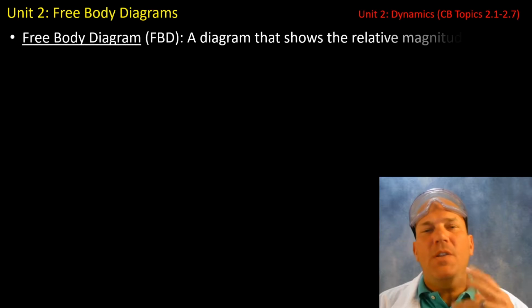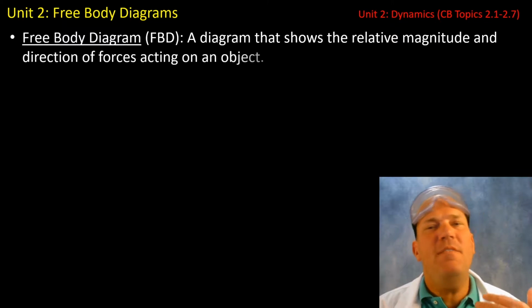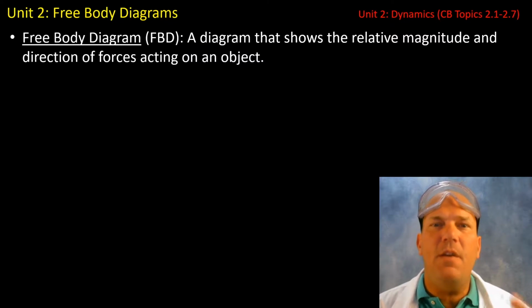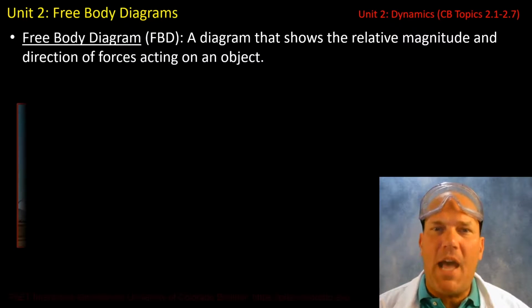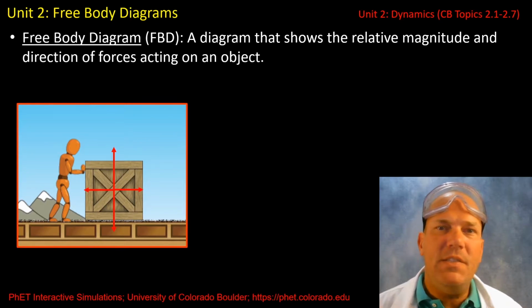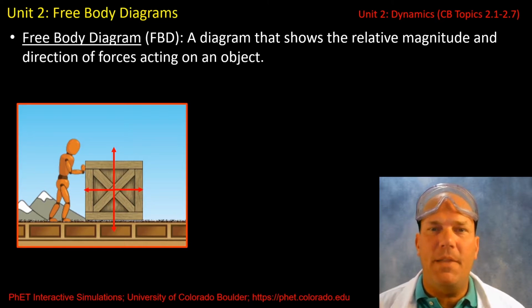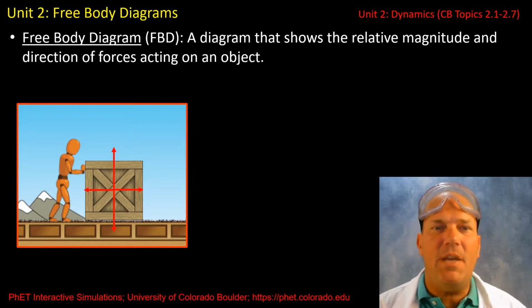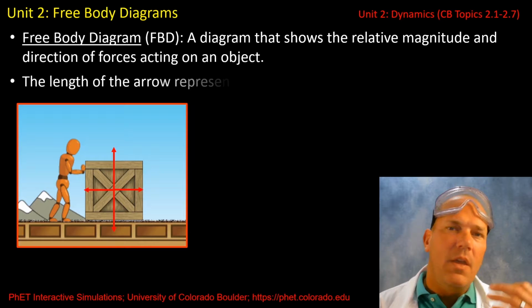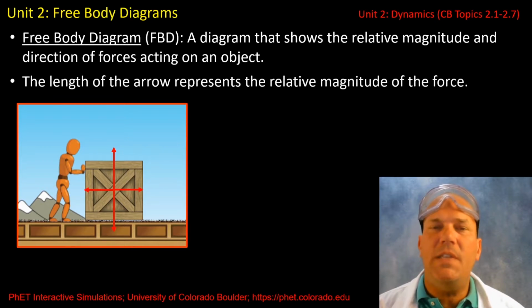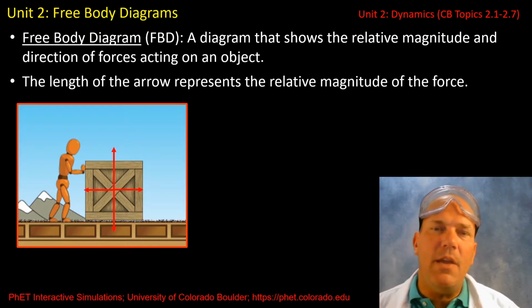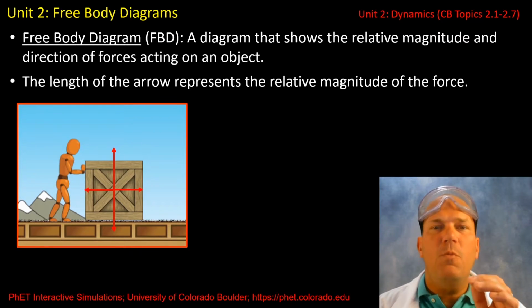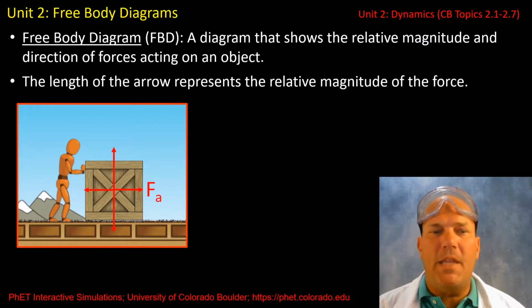Let's talk about free body diagrams, which are diagrams that show the relative magnitude and direction of forces acting upon an object. Now, we've already discussed the forces acting upon this crate, which is the object in this scenario. It is important to understand that when you're doing free body diagrams, the length of the arrow represents the relative magnitude of the force. And I'll explain what that means.